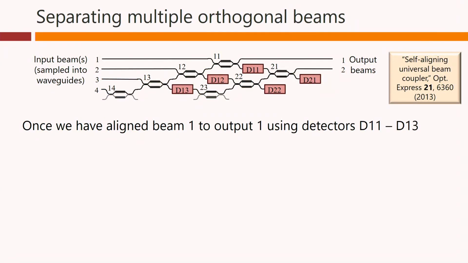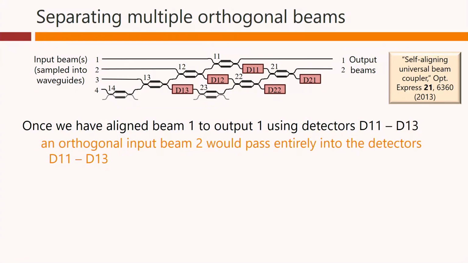Once we have aligned beam 1 to output 1 using detectors D11 to D13, that is, these detectors here working with this diagonal line of Mach-Zehnders, an orthogonal input beam, 2, would pass entirely into the detectors D11 to D13. None of it would appear at the output.